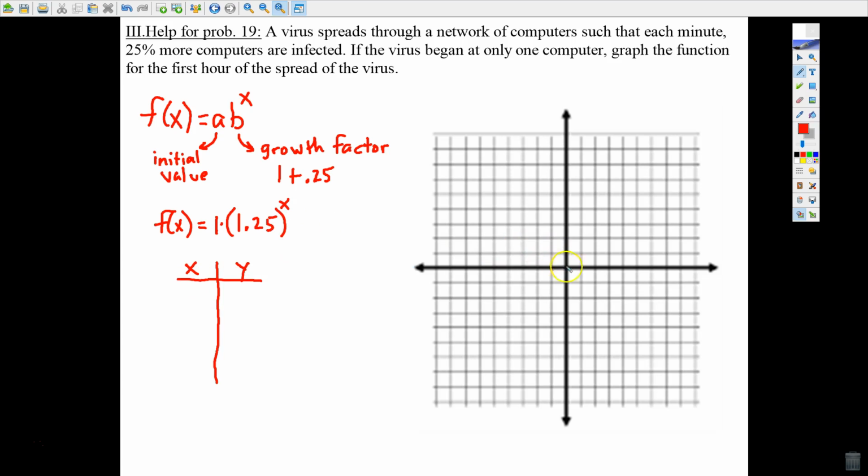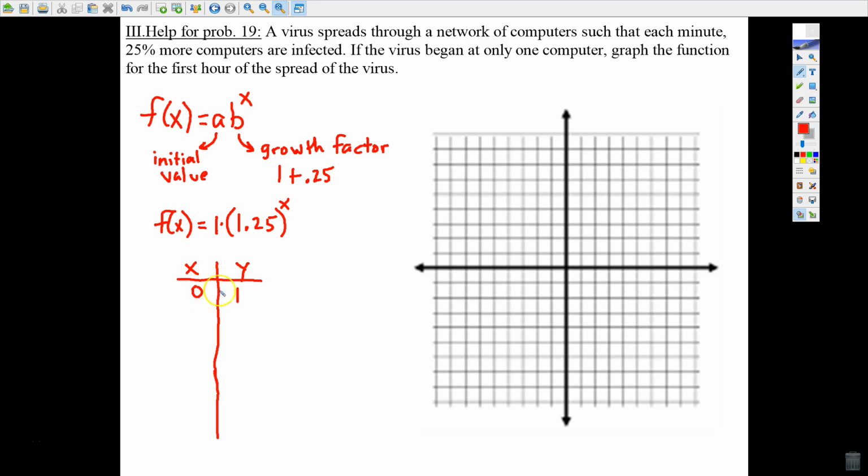Okay, so that's going to impact what we choose for X. Before we start graphing, obviously we need to build a table. We can do anything we want. We're going to go up to 60 minutes. We don't need to go any further than that. We can start at 0, and we're told that it began at one computer. So after 0 minutes, one computer is infected, and we already knew that.